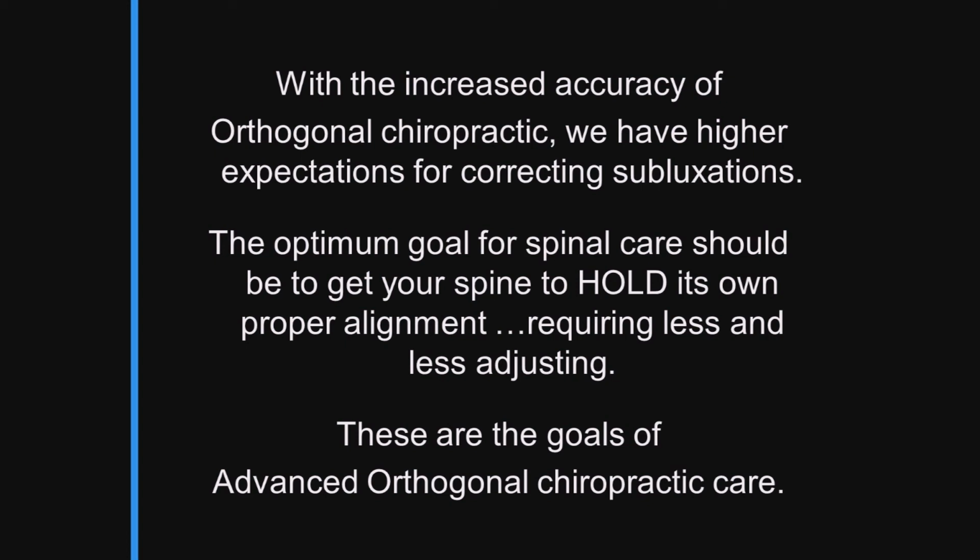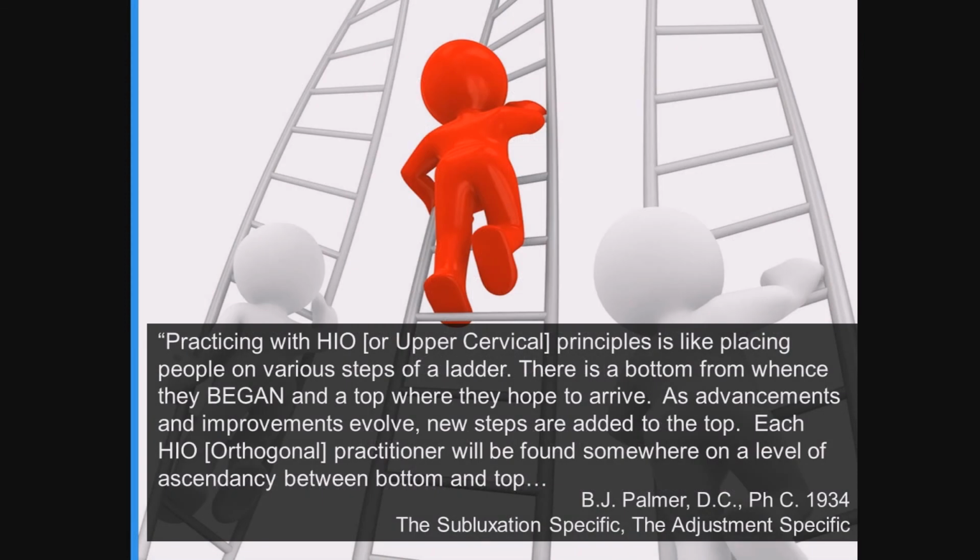B.J. Palmer said in his book, The Subluxation Specific, The Adjustment Specific, that practicing with upper cervical principles, which he called HIO, is like placing people on various steps of a ladder. There's a bottom from whence they began and a top where they hope to arrive. As advancements and improvements evolve, new steps are added to the top. Each orthogonal or upper cervical practitioner will be found somewhere on a level of ascendancy between the bottom and the top.